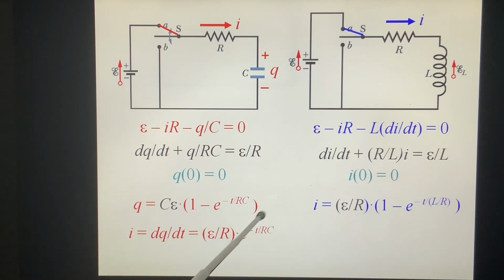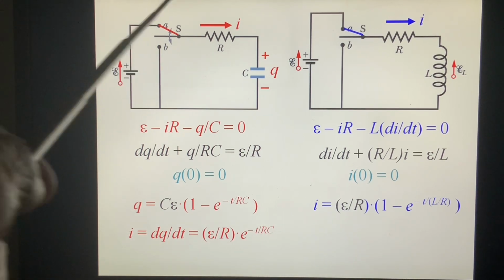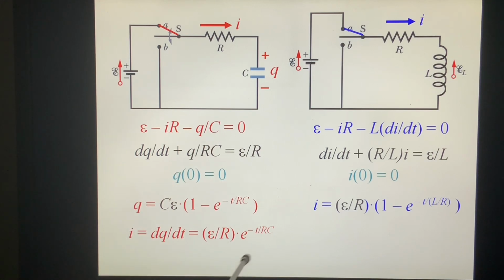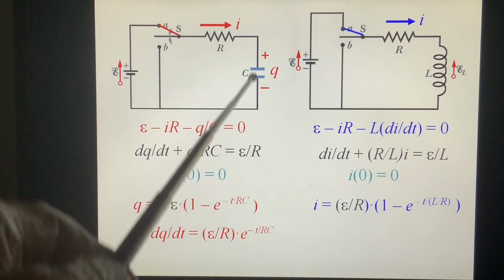And then we see the current is dQ/dt. Take the derivative with respect to time t. This is 0, it's minus, you get epsilon over RC, you cancel C, over R e to the minus t over RC. What does this mean? This means that when t equal to 0, this is a 1, and this I is epsilon over R, very large. And then when t approaches infinity, this is 0, I reduces to 0.